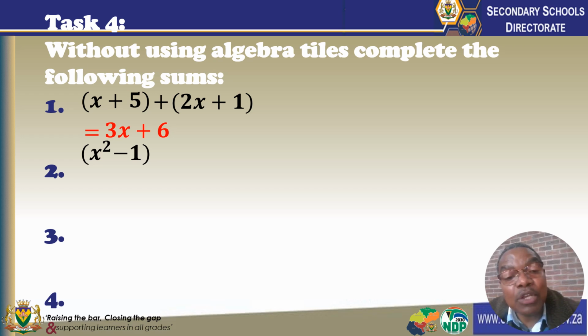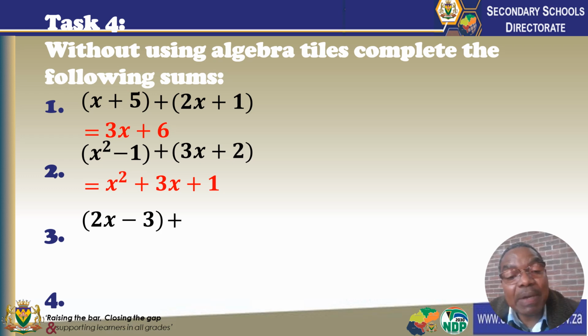Next one, we have x squared minus 1 plus 3x plus 2. If we check this one, x squared does not have any pair. There are no like terms. So in terms of square boxes, it will be only one box, which remains as x squared. And 3x, in terms of boxes, is 3 rectangles. The like terms here are minus 1 and 2, which we are supposed to add to each other. So we have x squared plus 3x plus 1. Then 2x minus 3 plus negative 2x plus 3.